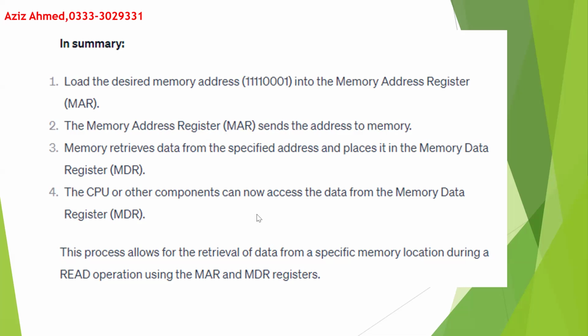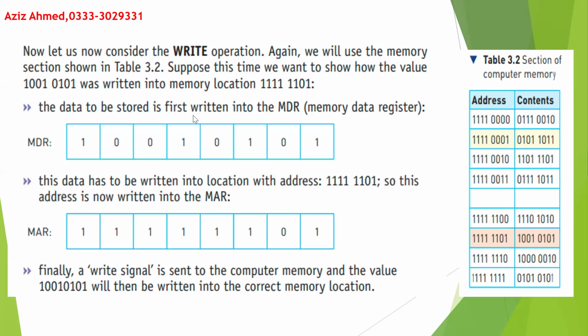Now the write operation. It said now let us consider the write operation. Again, we will use the memory section in table 3.2. Suppose this time we want to show how the value of this was written into memory location this. So this is the data we have highlighted here. Again, same memory. In the previous slide this data was read. Now, after processing, they are writing here again.